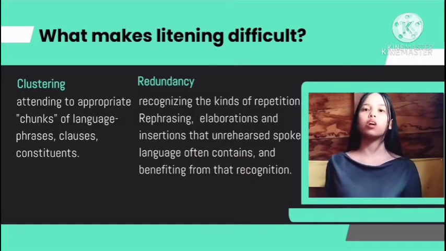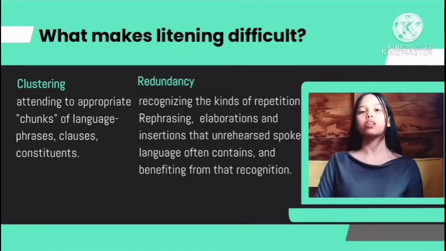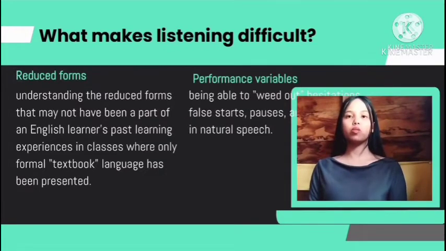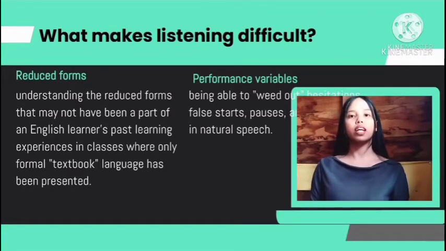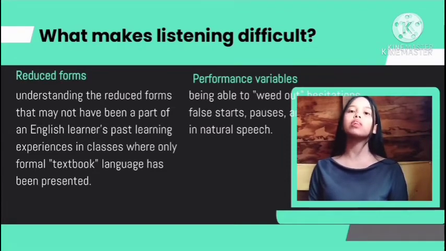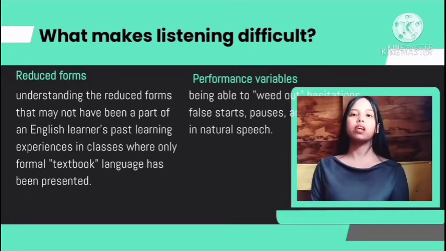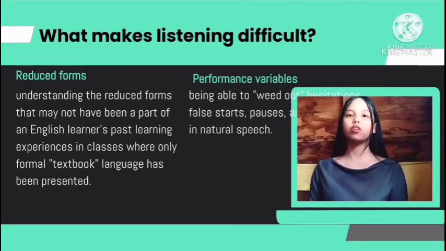Yes, sometimes we find it hard to understand speeches that contain redundancy, especially when we listen to on-the-spot speeches or discussions. Redundancy is often observed. Number 3, reduced forms. Understanding the reduced forms that may not have been a part of an English learner's past learning experiences in classes, where only formal textbook language has been presented. Other terminologies that we haven't heard before because we are more exposed to formal word structures being taught by our teachers or what we read in books.